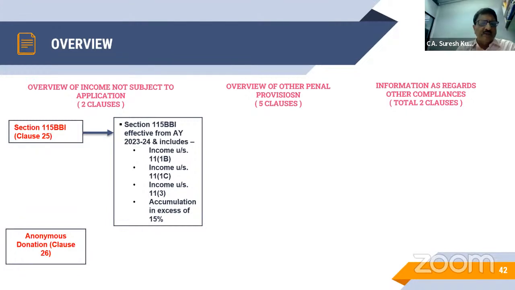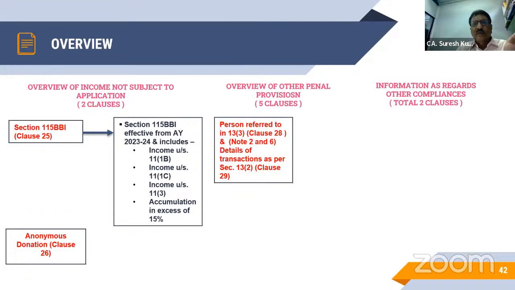And again, anonymous donation in clause 26, again we have to give the details of anonymous donation. Now, the very, very crucial part of this, the other 5 clauses, the persons referred to in section 13(3), we have to give the list of the persons referred to in section 13(3), which means the specified person list. And then we have to also give the details of transactions as per section 13(2). That means we have 2 requirements. First, we have to give the list of specified persons, and again, the details of transactions and whether any benefit has been provided to them or not.